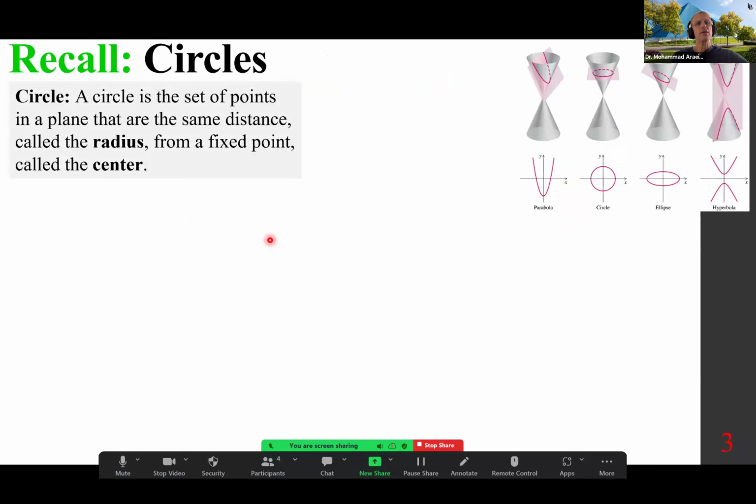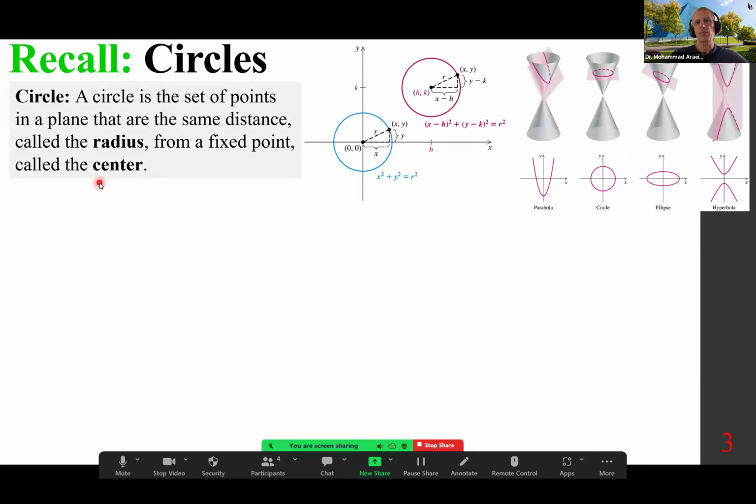Recall, here's the definition of a circle. A circle is the set of points in a plane that are the same distance, called the radius, from the fixed point called the center. When it's centered at 0, 0, the equation is x squared plus y squared equals r squared. When it's centered at h and k, x minus h quantity squared plus y minus k quantity squared equals r squared.